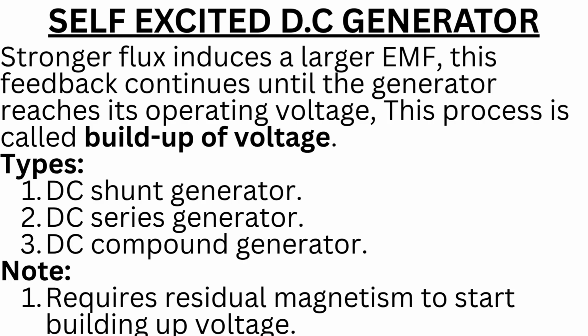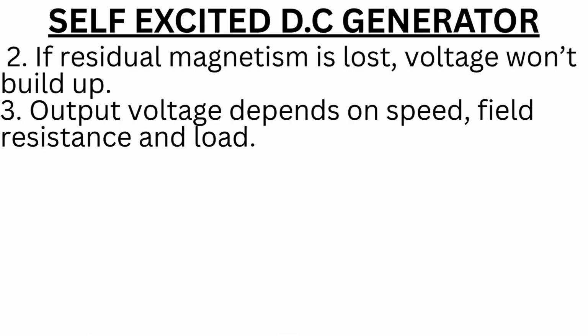Types: 1. DC shunt generator. 2. DC series generator. 3. DC compound generator. Note: 1. Requires residual magnetism to start building up voltage. 2. If residual magnetism is lost, voltage won't build up. 3. Output voltage depends on speed, field resistance and load.